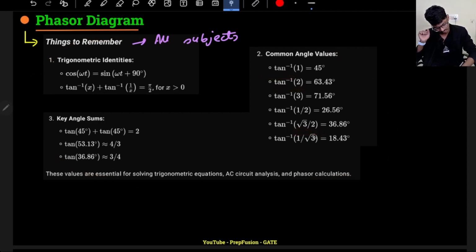Root 3 by 2 you can ignore for now. Okay, something is wrong. Tan inverse 1 by root 3 is wrong, right? It should not be this. Tan inverse 1 by root 3 is something like this, 30. Okay, this is wrong. Sorry.